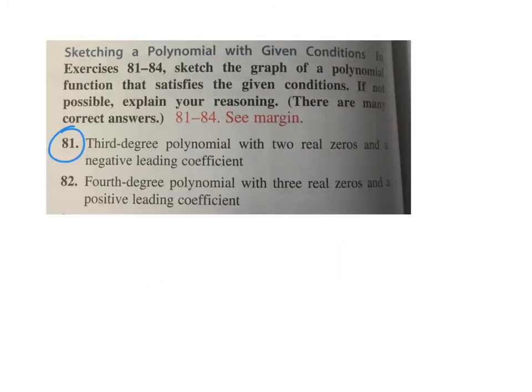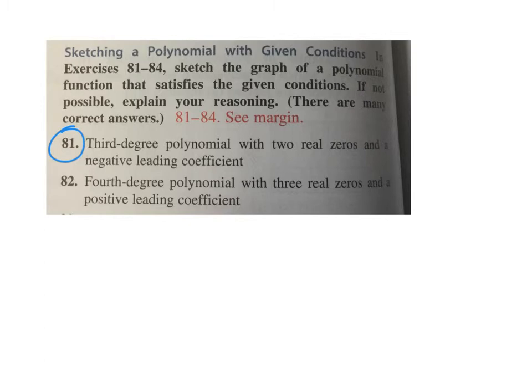Okay, the next one I'm going to do from the assignment is number 81. Sketch a polynomial with a given condition. Sketch a graph of a function that satisfies given conditions. If not possible, explain. There are many correct answers. So similar to the last one, we've got some options. This is going to be a third-degree polynomial with 2 real zeros and a negative leading coefficient.